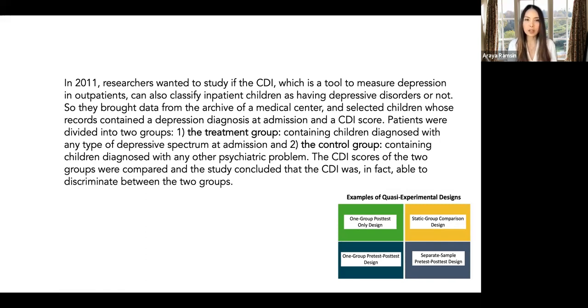So patients were divided into two groups, the treatment group and the control group. The treatment group contains children diagnosed with any type of depressive spectrum disorder at admission, and the control group contains children diagnosed with any other psychiatric problem. So the CDI scores of the two groups were compared, and the study concluded that the CDI was in fact able to discriminate, or differentiate, between the two groups.